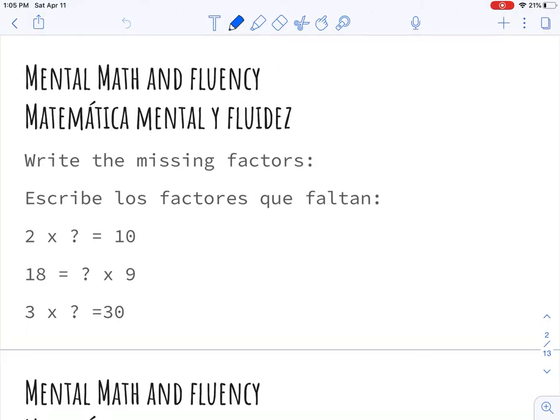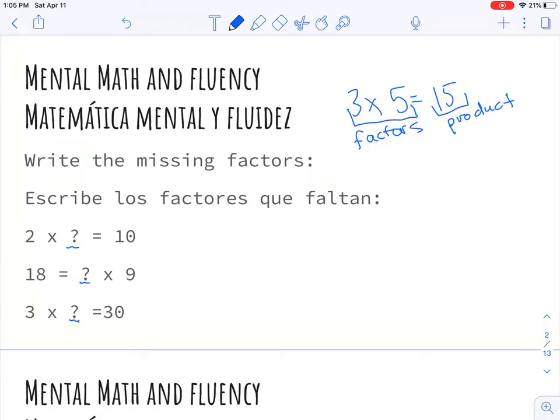Write the missing factors. So remember, a factor, you should be able to look at this number model, 2 times question mark equals 10, and realize what you're looking for is that question mark. That missing number is going to be a factor. A factor is a number that you multiply in order to get the product. So for example, 3 times 5 equals 15. 3 and 5 are factors of 15, which is the product.